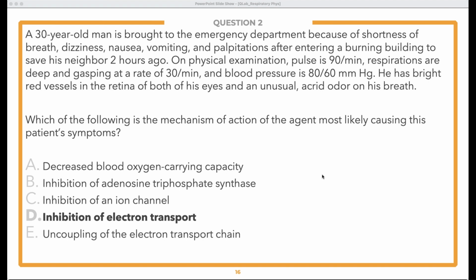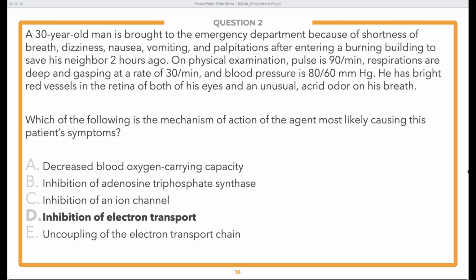Carbon monoxide, we know, likes to bind to hemoglobin. It competes with oxygen for the hemoglobin spots. So therefore, if you have carbon monoxide poisoning, you reduce the blood's oxygen carrying capacity. But in this situation, the patient has the acrid odor in his breath, which points away from this, and that's going to be really the big clue in this question. If you didn't get that, it makes it a tougher question.